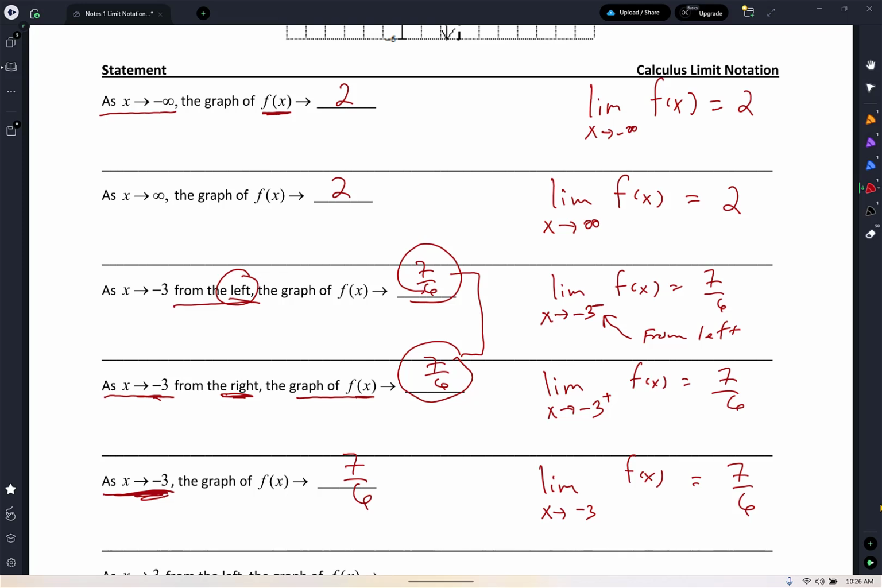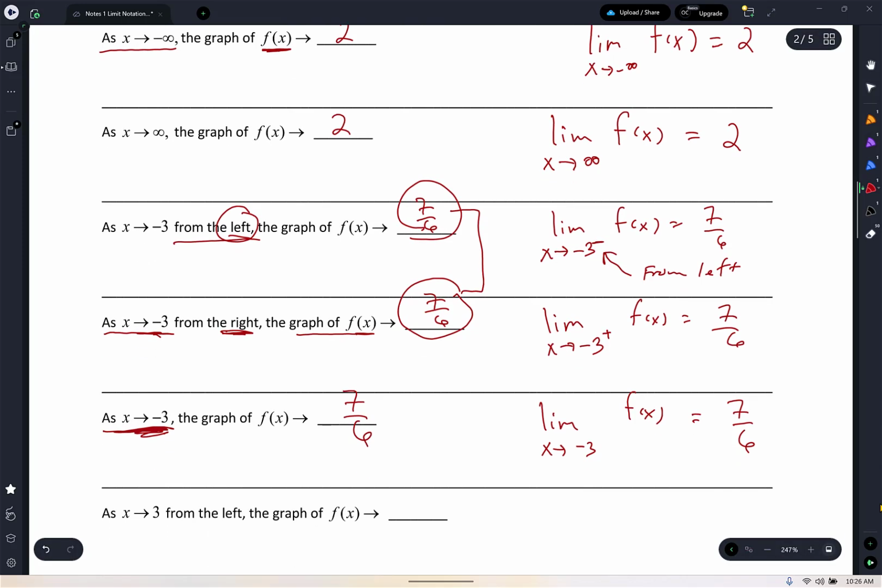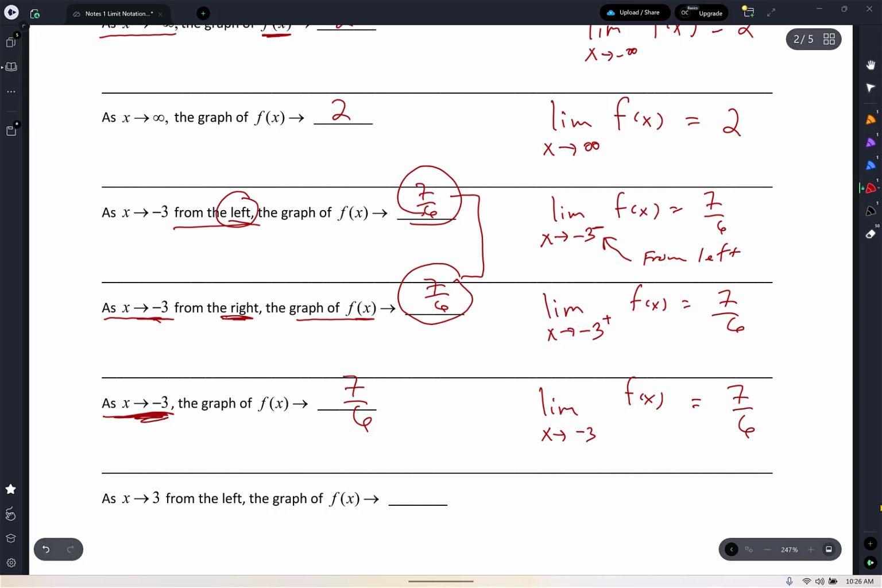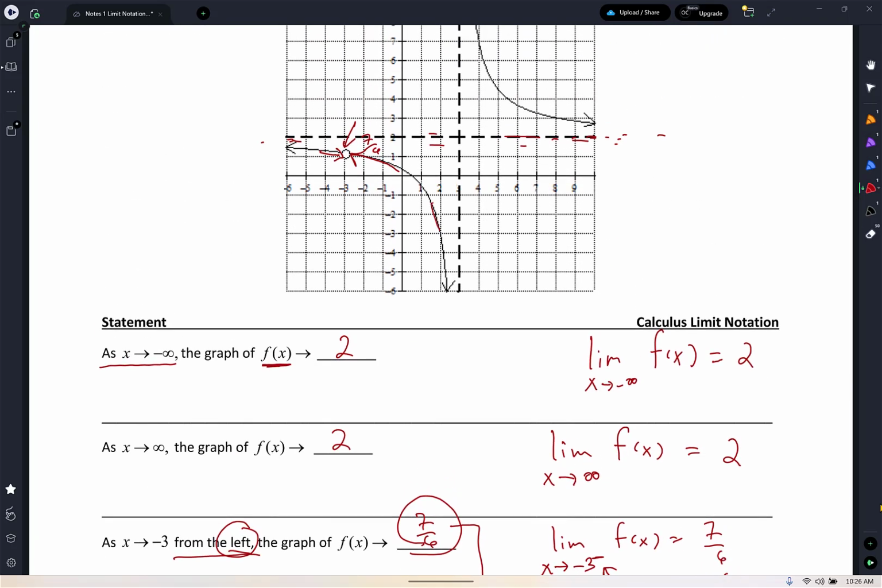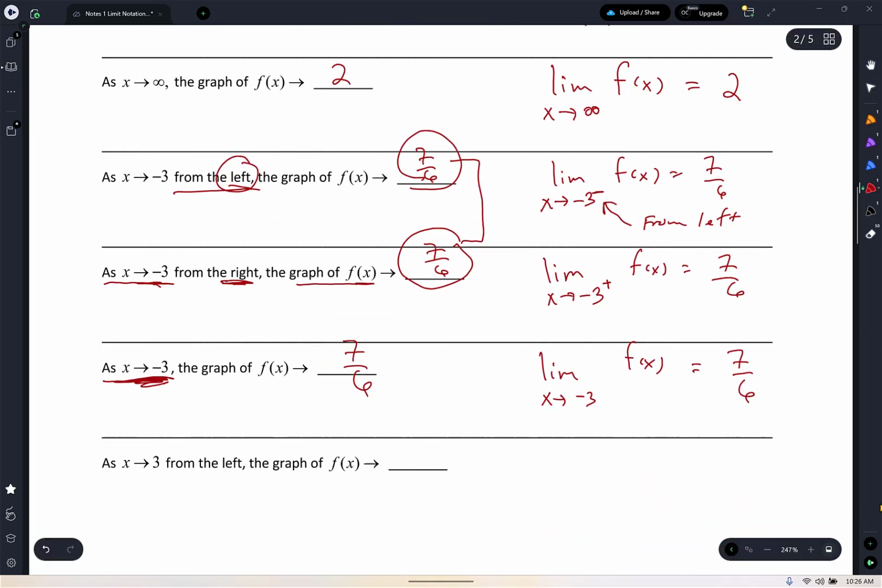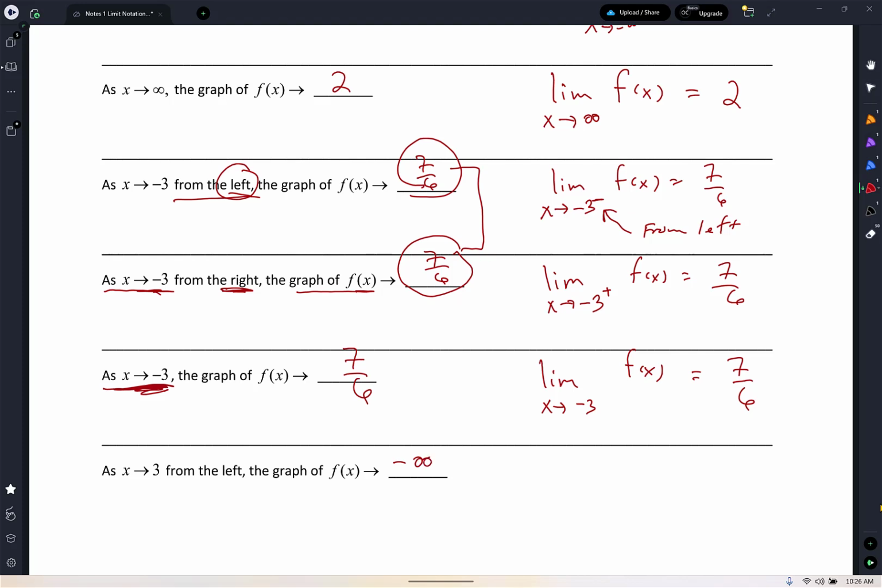How are we feeling, guys? Not bad, right? Okay. As x approaches 3 from the left, the graph of f of x, okay, so where's 3? 3's here. If I approach 3 from the left, I'm approaching negative infinity. So you can go limit as x approaches 3 from the left of this function equals negative infinity, because you're going down forever.